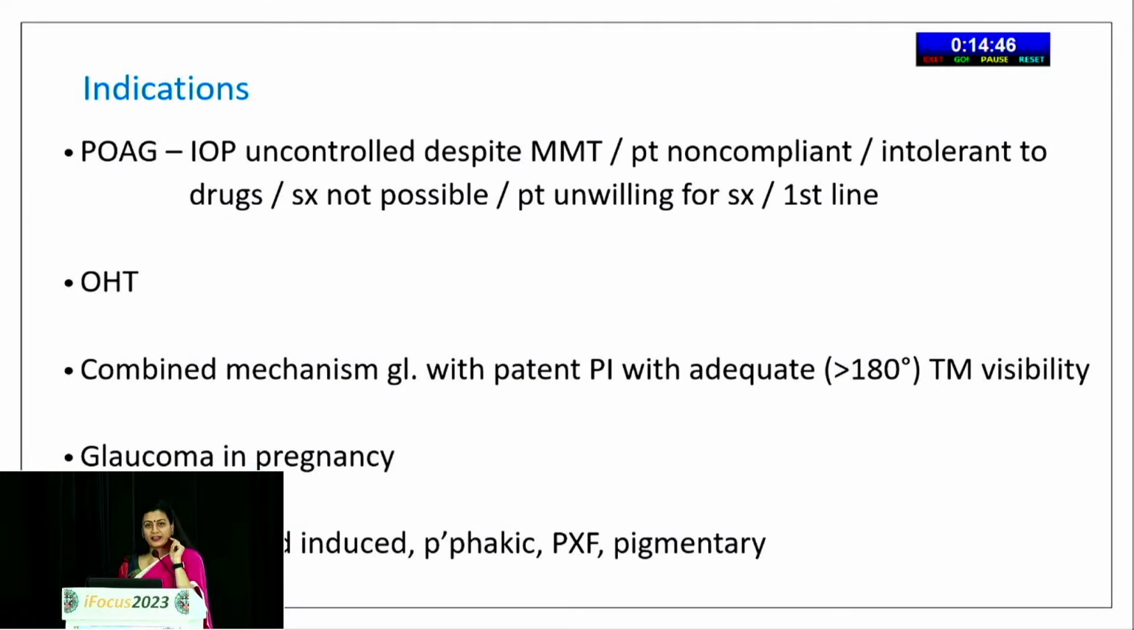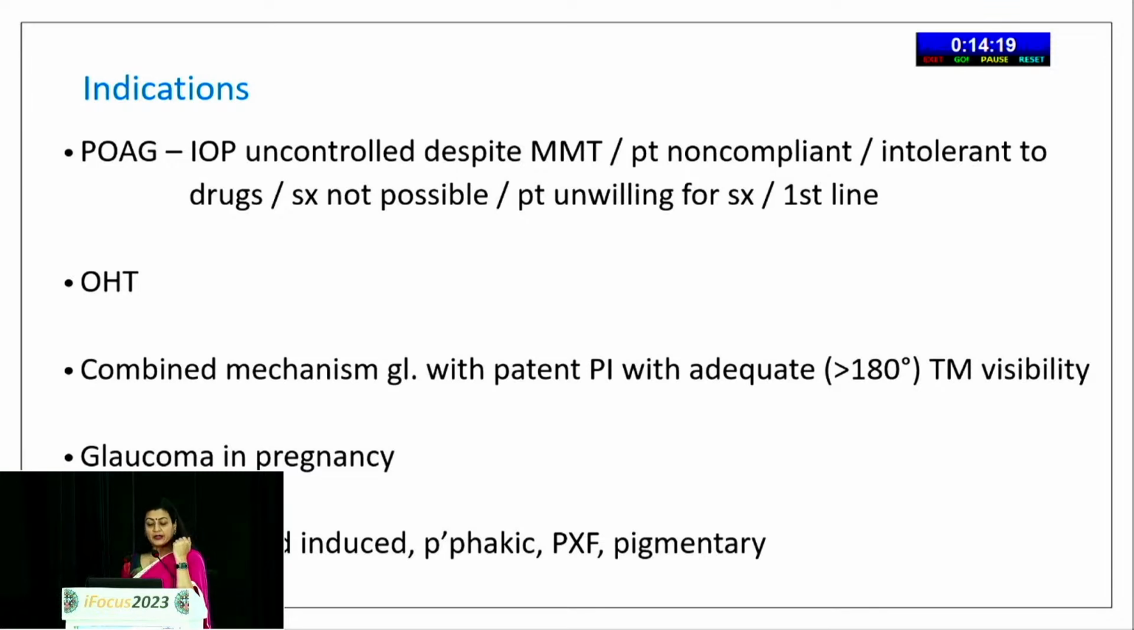One of my indications would be what the patient's wife mentioned, complaining of the quality of life. In that open angle glaucoma case, I would rather go for an SLT than put the patient on drops. So those are the indications. POAG, where the IOP is uncontrolled despite maximum medical treatment, the patient is not compliant or not tolerating, surgery is not possible, or the patient is unwilling for surgery, and also as a first line.